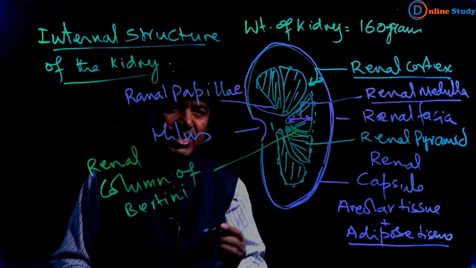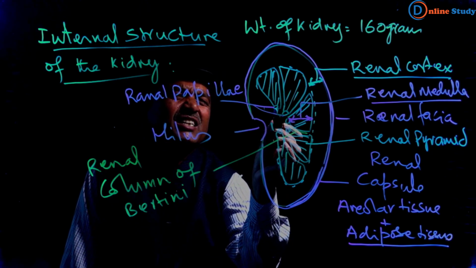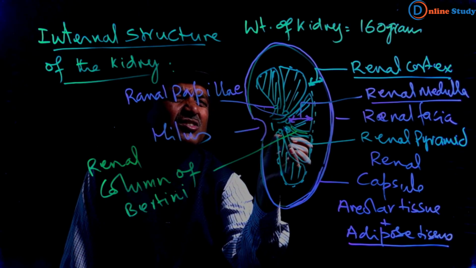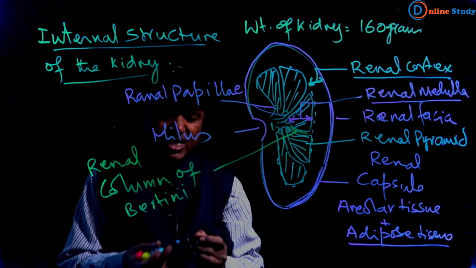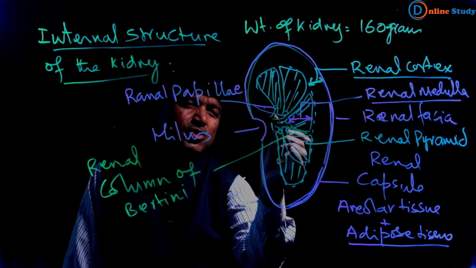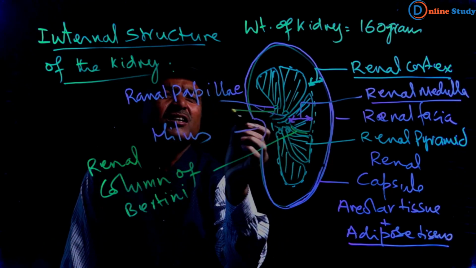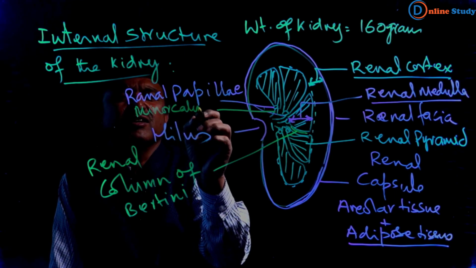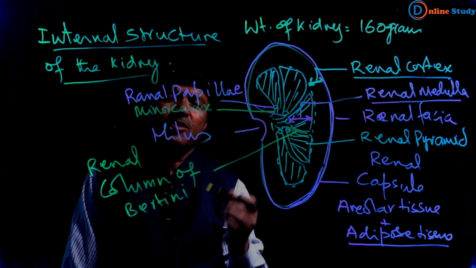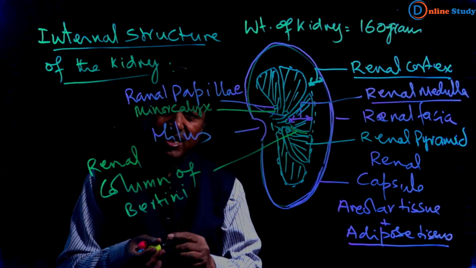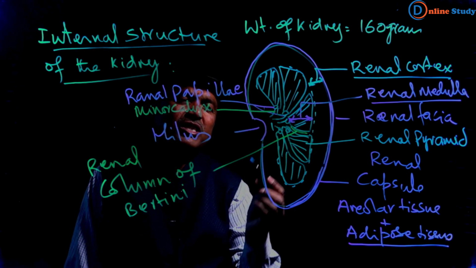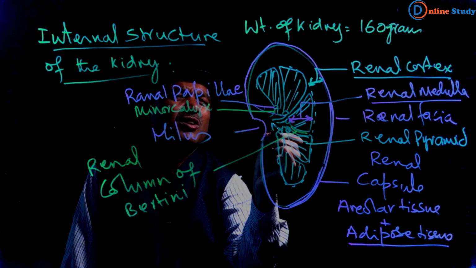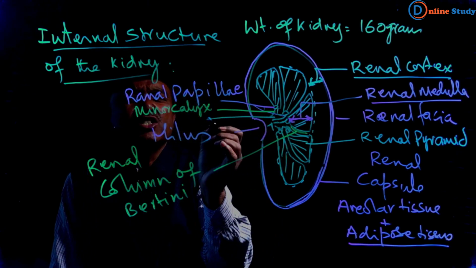And here we can see this structure is joining. The structure which opens into the renal papillae is called the minor calyx. So the renal papillae or renal papilla open into a structure known as the minor calyx, and two or more minor calyces join to form another structure. This structure is called the major calyx.